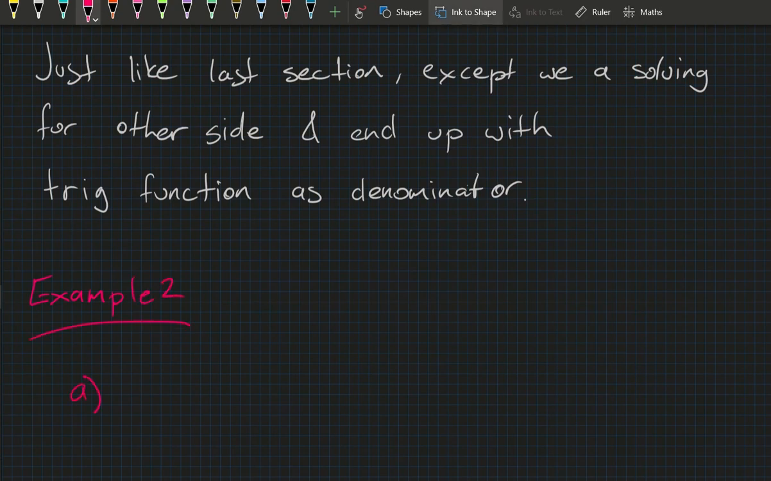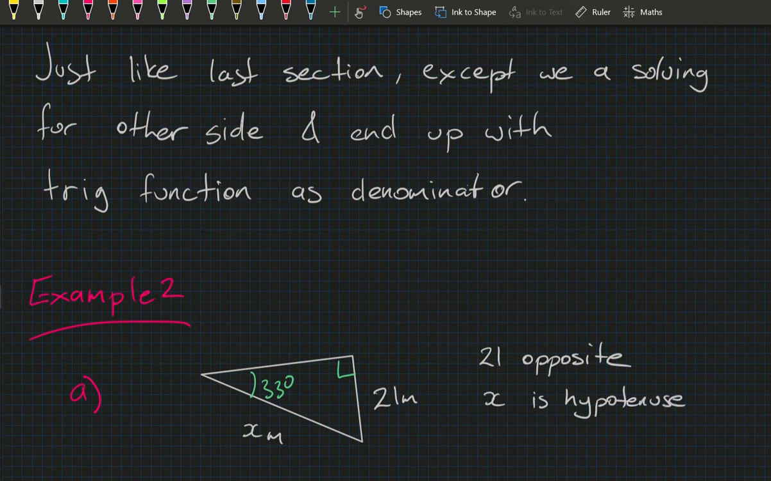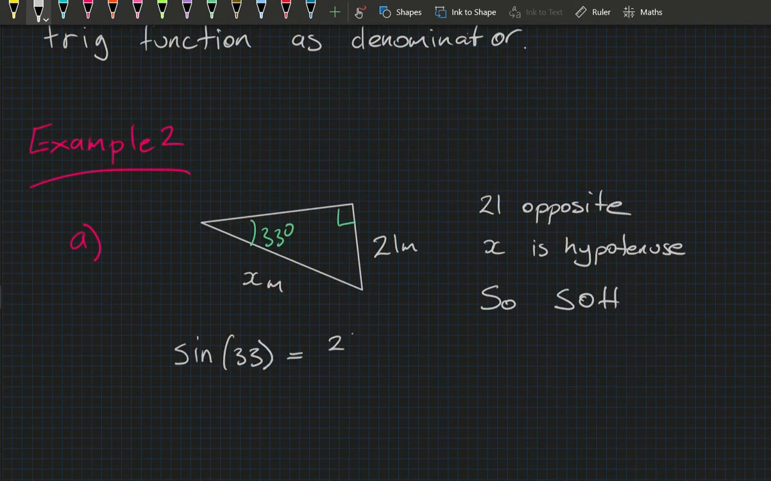And in part A, we have a right angle triangle that has an angle of 33 degrees. And this other side here is 21 meters. And we're going to figure out how long this hypotenuse is. So 21 is the opposite. X is the hypotenuse. So therefore we use SO from SOHCAHTOA. And we end up with sine of 33 is equal to 21 divided by x, because 21 is the opposite and x is the hypotenuse. And we can just jump straight to using the formula we already figured out. So that makes x equal to 21 divided by sine of 33.